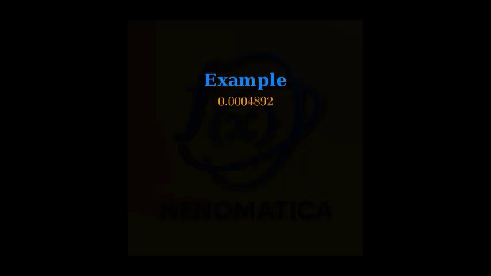We're given the decimal number 0.0004892, and we need to convert it to scientific notation. To convert a decimal number to scientific notation, we first need to identify the first non-zero digit. In this case, the first non-zero digit is 4. The next step is to move the decimal point so it's just to the right of that first non-zero digit. We'll need to move the decimal point 4 places to the right.